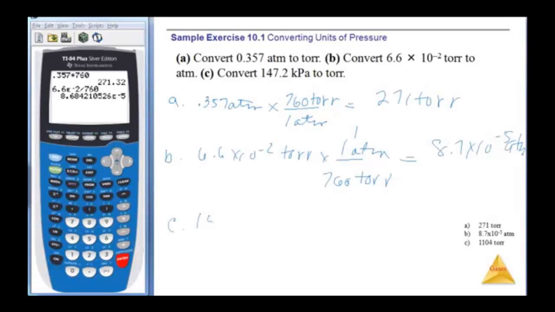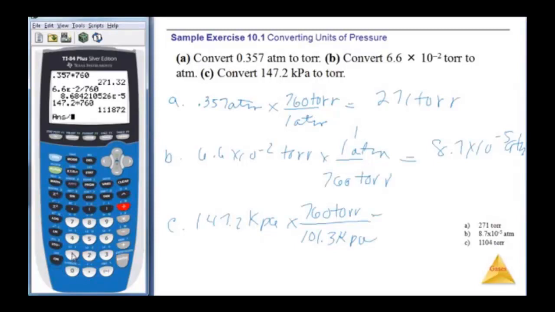And lastly, I have 147.2 kPa, and I want to convert it to torr, and what I know is 101.3 kPa is 760 torr, and if I calculate that, 147.2 times 760 divided by 101.3, and I get 4 sig figs, 1104 torr. Okay.